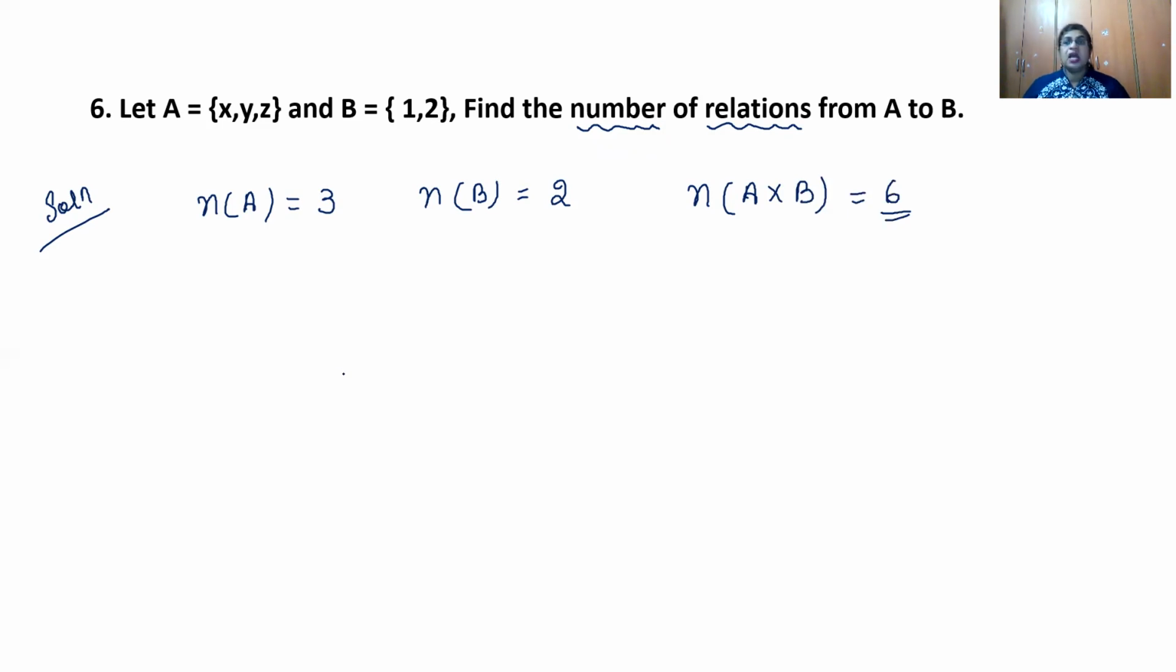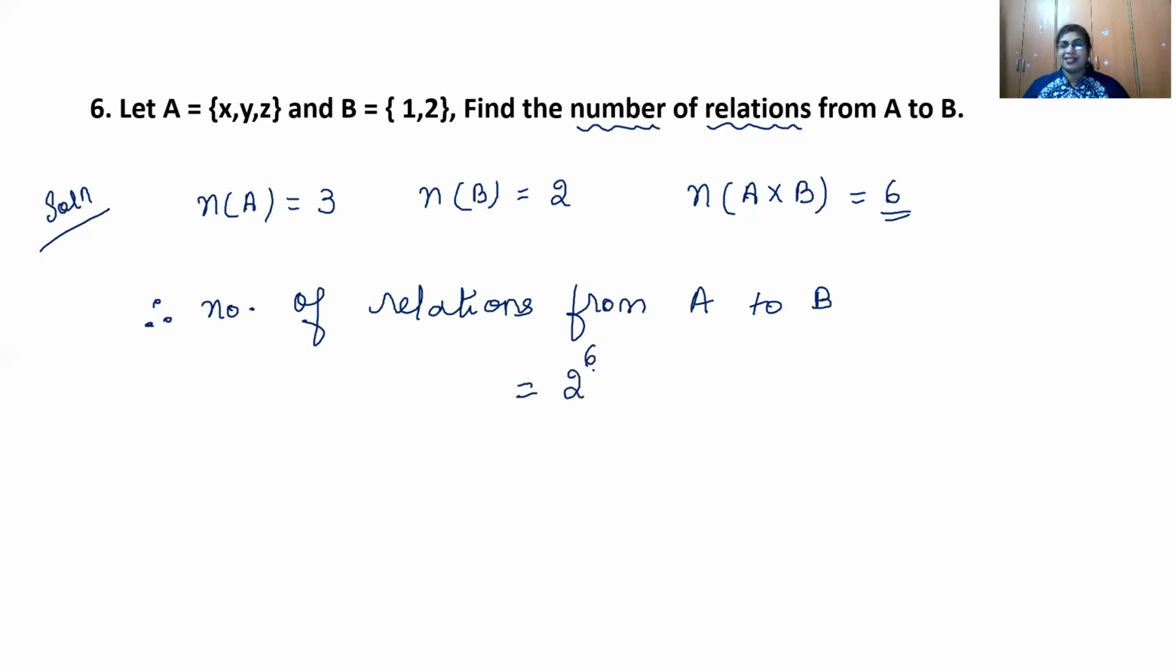But the question is, how many relations are possible from A to B? So the number of relations from A to B. What is a relation? Nothing but a subset of the cross product. Subset means what should come to my mind? 2 to the power n. So the number of relations is 2 to the power 6. And how much is 2 to the power 6? It is equal to 64. So 64 relations are possible from A to B.